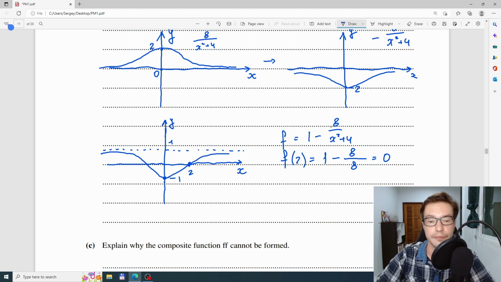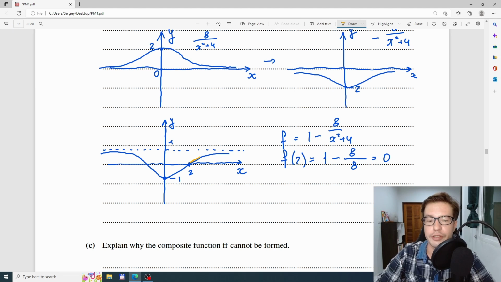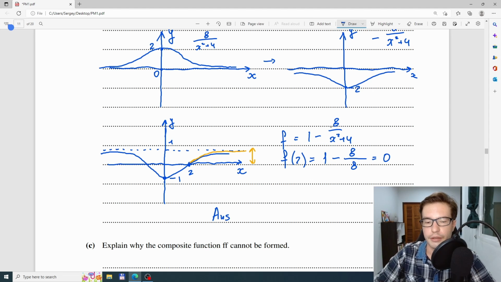So that's the point. We actually don't have the full graph of this function. We only have one piece of it. So we only have this yellow piece of the function. And here's the range of the function. It's from 0 to 1. So the answer: y is from 0 to 1.